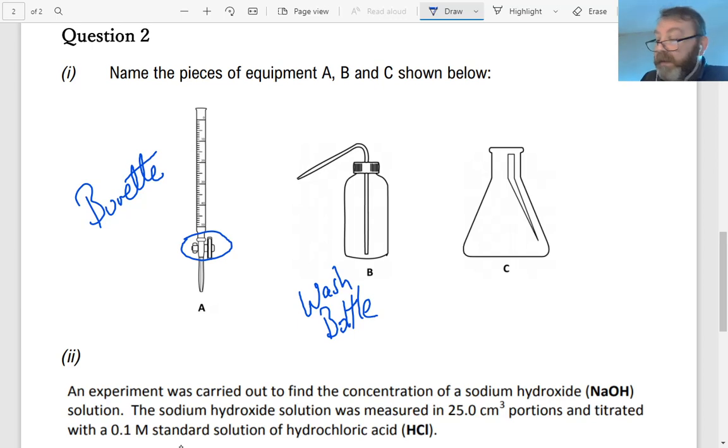I won't. I'm nice. The chemistry exam will hammer you. If you put down deionized water, nothing. Because they didn't ask you what was in it. They said name the piece of equipment. That is a wash bottle. Okay, now I know it contains deionized water. So look, first time round I'll give you the marks. Not again. Be careful. Read the question carefully. And then conical flask. So you got 3 marks for each of those, giving you a total of 9.